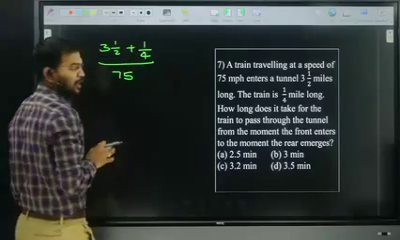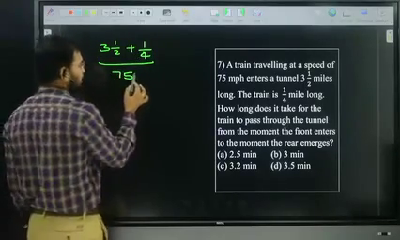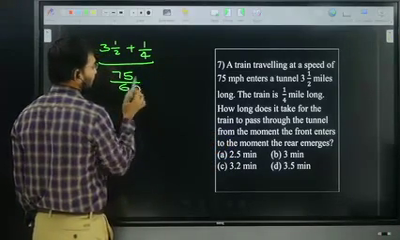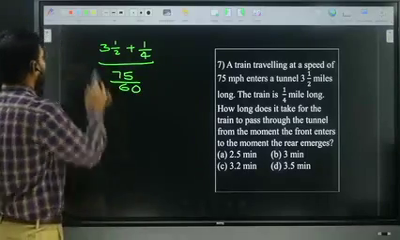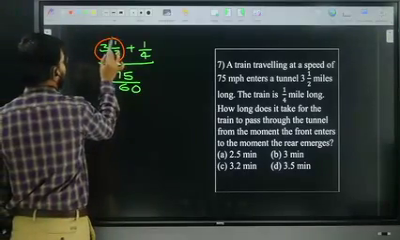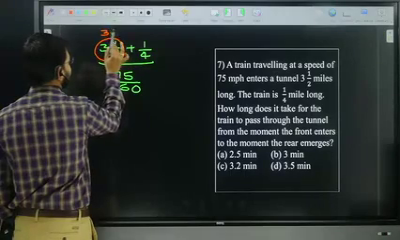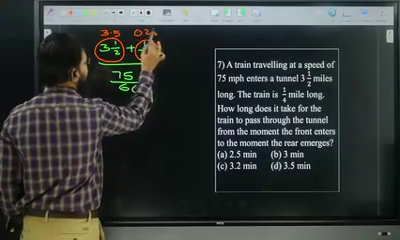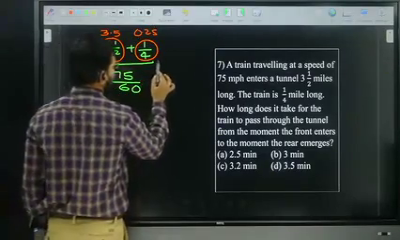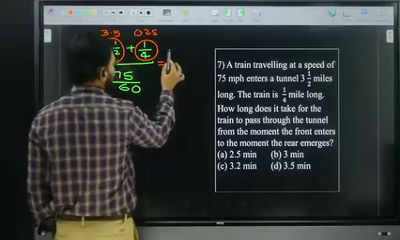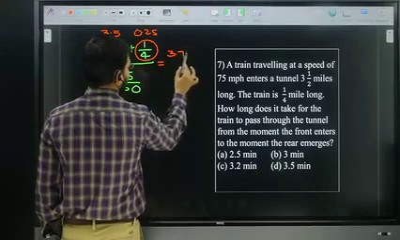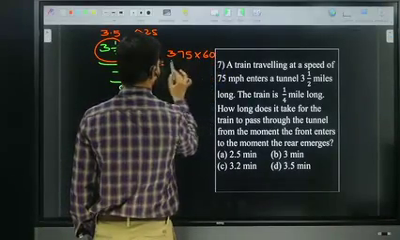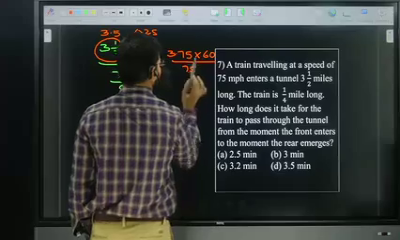The numerator is in miles, and the denominator is also in miles. But the options are in minutes. That is the reason I divided it with 60, converting hours into minutes. Look at me. This is 3.5, and this is 0.25, so I get 3.75. Into this, 60 comes to the numerator. 60 by 75.